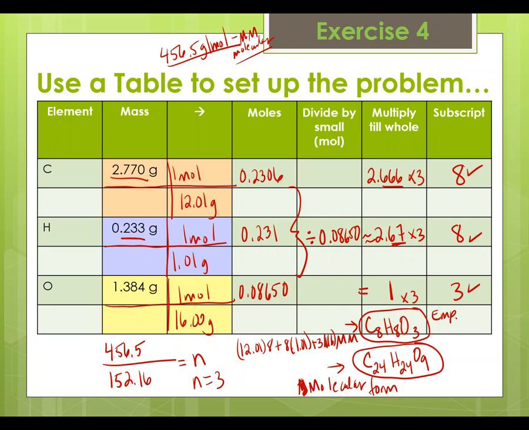So these are long problems, but there's only a couple for you to do. Use the chart. It's the easiest way to follow the steps of the rhyme. And then you should be able to come up with your subscripts for your formula.